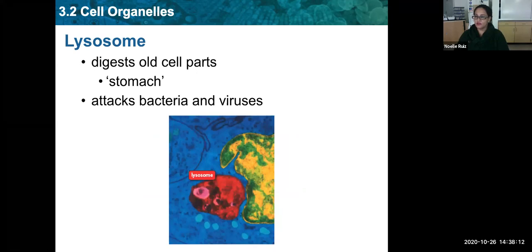Lysosomes. A lysosome digests old cell parts, kind of like your stomach has digestive enzymes to destroy things. It also attacks bacteria and viruses. So lysosomes serve to protect the cell, get rid of anything that is either old or broken or isn't supposed to be there.